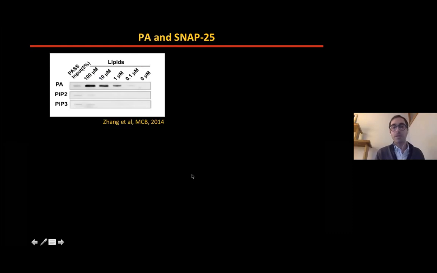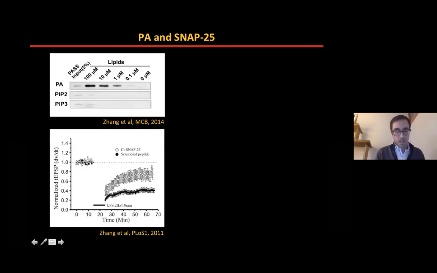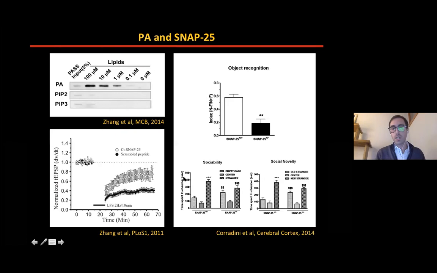The SNAP25 ortholog, called SPO20 in yeast, is known to interact with phosphatidic acid. We actually use this probe to study phosphatidic acid localization. Also, another paper showed that treatment with a blocking peptide for SNAP25 reduced the induction of long-term depression. And finally, animals that have reduced levels of SNAP25 show deficits in object recognition and in social behaviors.